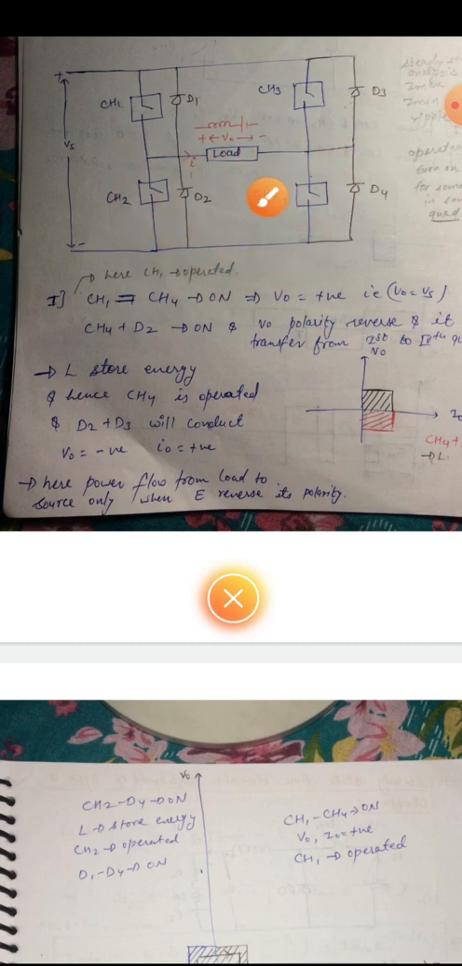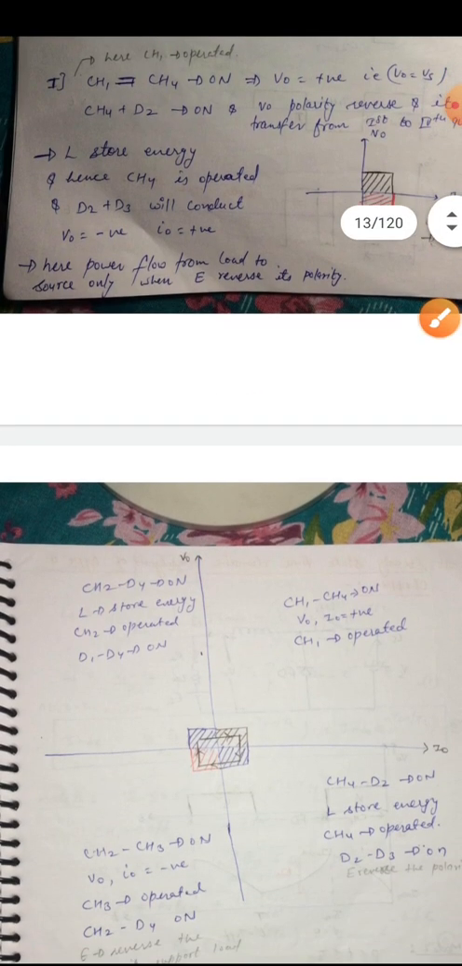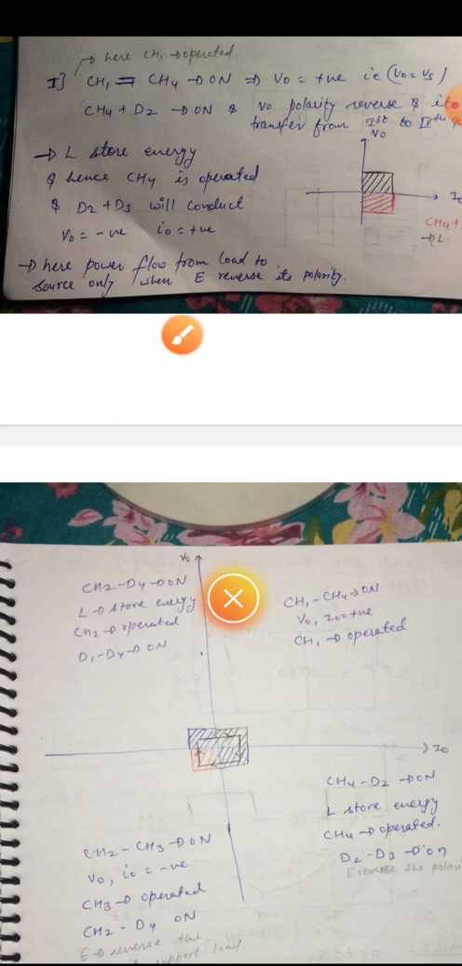The inductor is getting charged, and the current is flowing in the opposite polarity. So I naught is negative and V naught is positive. Here I naught is negative and V naught is positive, with current flowing in the opposite polarity.